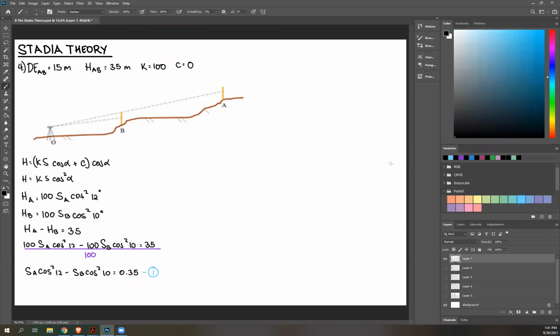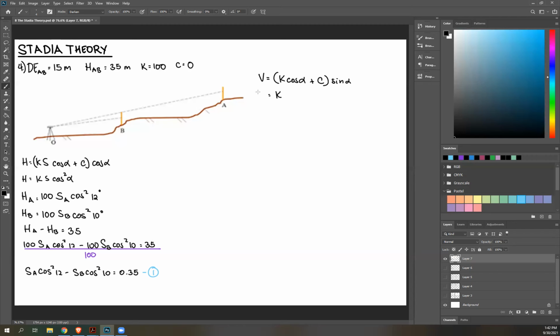So now we've used this. HAB equals 35. Next, we're also given difference in elevation. So we can use that to get another equation relating SA and SB. And in order to do that, let's get equations for vertical distance now. So we're done with H. Now let's do V. So V equals, okay, recalling our equation, that's just K sine alpha plus C, but instead of cosine, this is now sine alpha. And once again, C is 0.